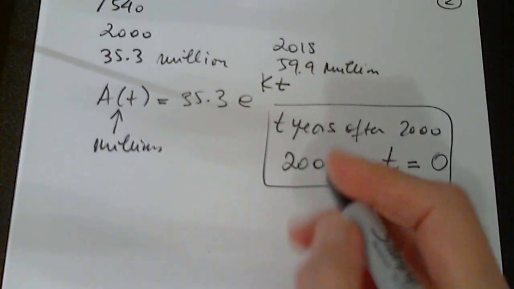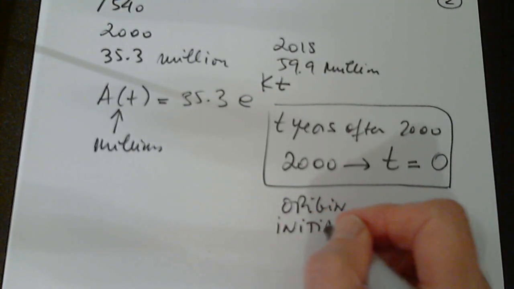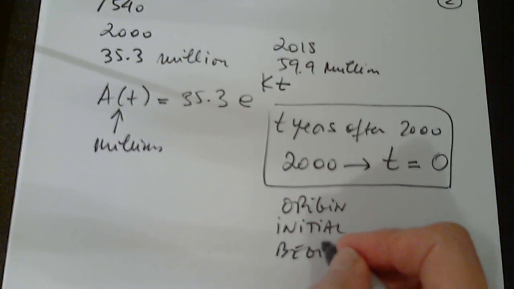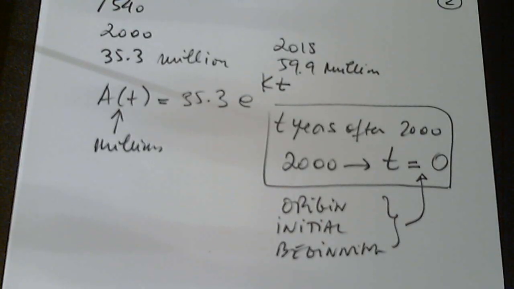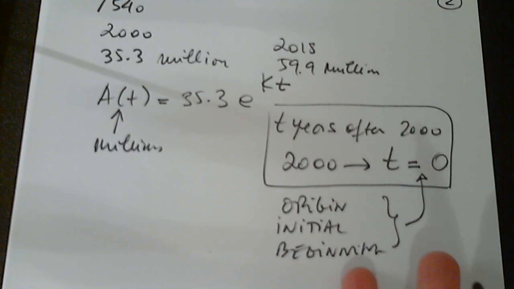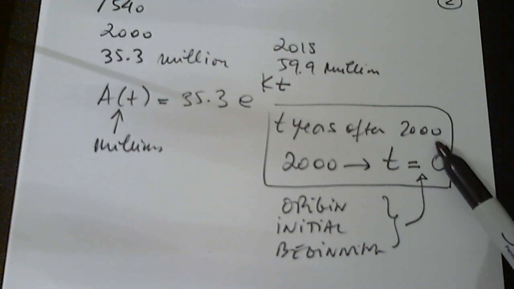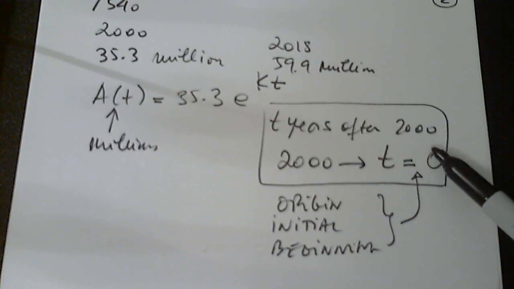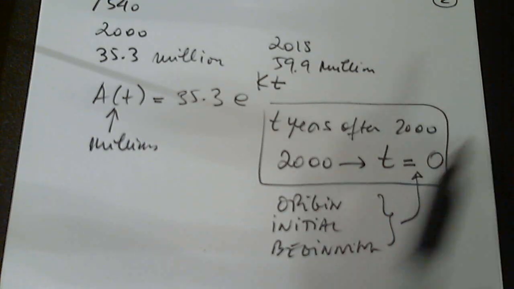Also, when we talk about origin or initial or beginning, all these mean time equals 0. So please remember, this is the wording of the problem, and this is very important to understand. We haven't gotten to any questions yet. I wanted to establish, when I'm told t years after 2004, it means 2004 means t equals 0. T years after 2025 means 2025 represents t equals 0. Okay, that's what I wanted to establish for now. Let's move on.